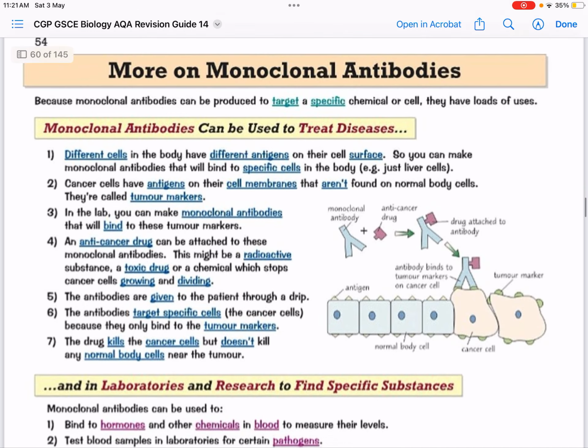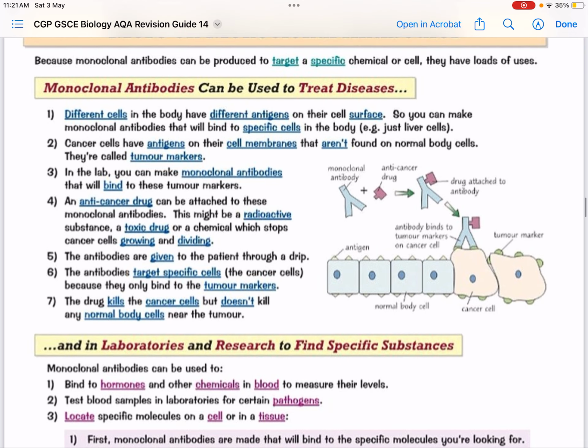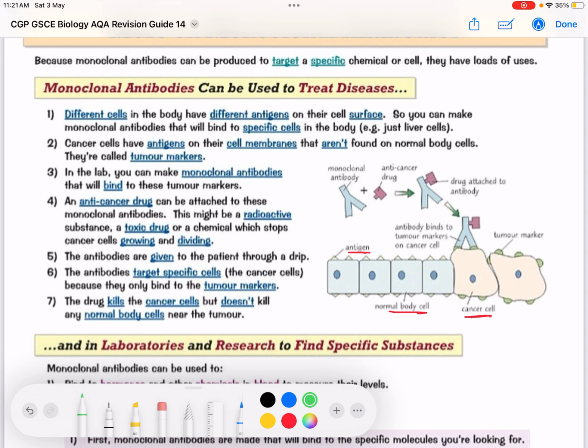Moving on to another application. So monoclonal antibodies can be used to treat diseases as well. Okay, so we know that different cells in the body have different antigens on their surface. So if I'm talking about normal body cells, these are the self normal antigens on the cells. Cancer cells are different cells. Therefore, the antigens present on the cancer cells are different than the antigens present on the normal body cells.